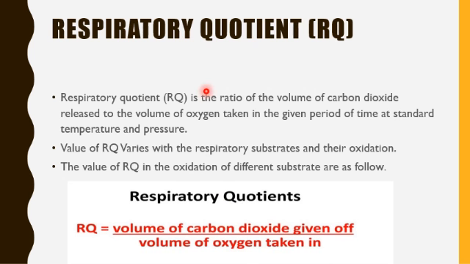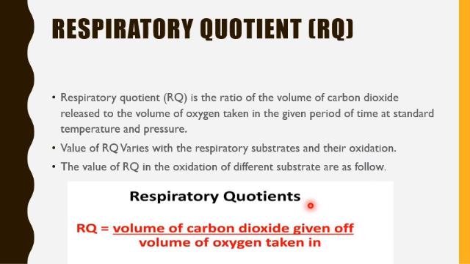Respiratory coefficient, that is the RQ, is the ratio of the volume of carbon dioxide released to the volume of oxygen taken in during a given period of time at standard temperature and pressure. So the value of RQ varies with the respiratory substrate. As we have studied, we have four types of respiratory substrate, that is glucose, fat, protein and organic compounds, and their oxidation. The value of RQ in the oxidation of different substrates is as follows.